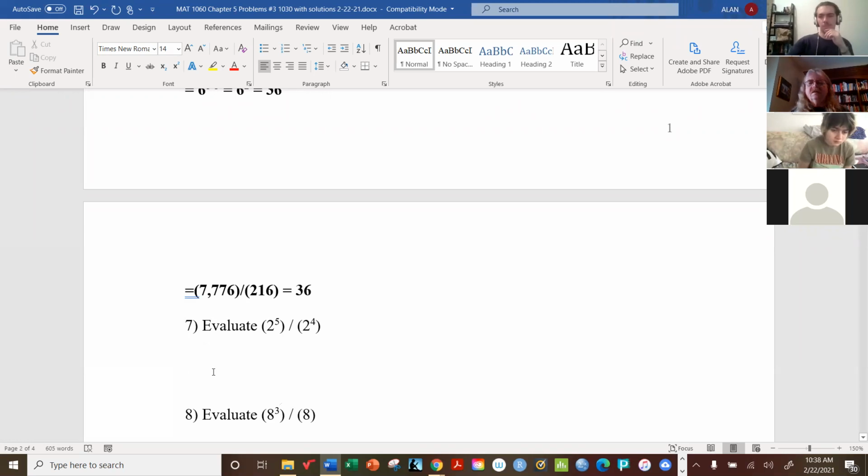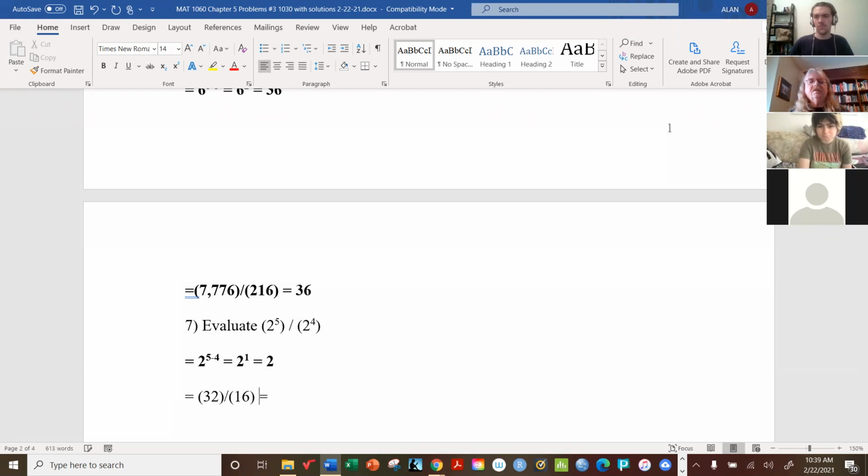Here's an interesting one. 2 to the 5 minus 4 power equals, of course, 2 to the 1st, which is just 2. And of course, the alternative would have been to divide them directly. 2 to the 5th is 32 divided by 16, and you'll just get 2.